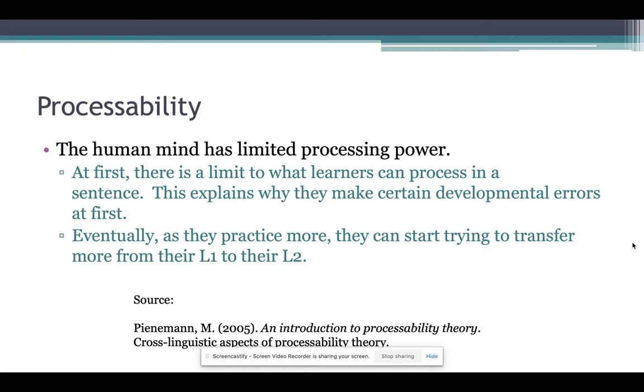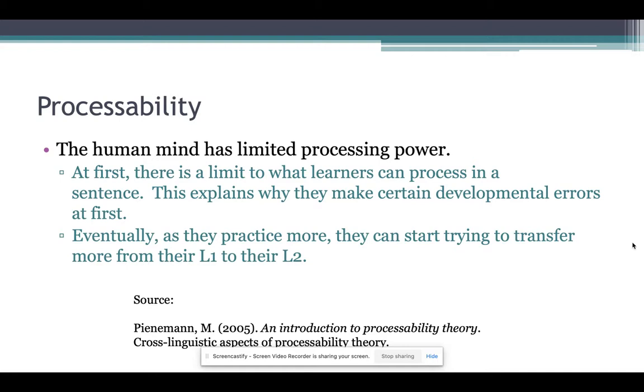Eventually, as they practice more and the other forms become more automatic, they free up more processing power for trying out other things. And one of the things that they try to do is transferring L1 forms to the L2. According to Pienemann, this is the point at which learners start trying to transfer more of their L1 to their L2. So back to this example of the Germans, they should know the difference between no and not, right? Because they have the exact same thing in their language.